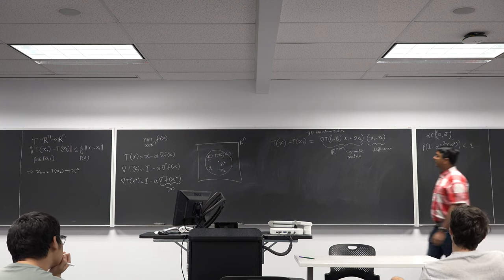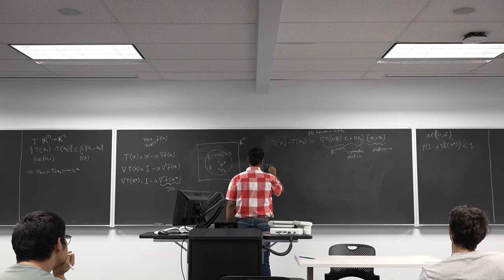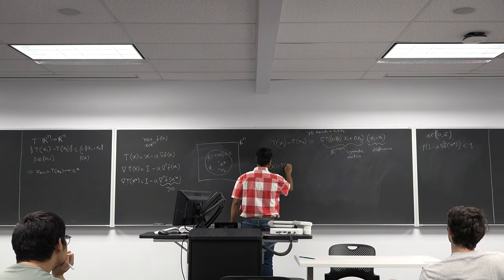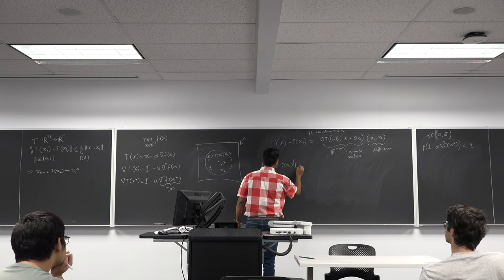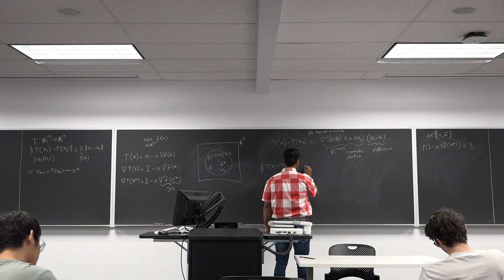Okay, so here is the idea. I'm going to take the norm on both sides. And I'm going to take the two norm. The reason why I'm taking the two norm is because it's a symmetric matrix.